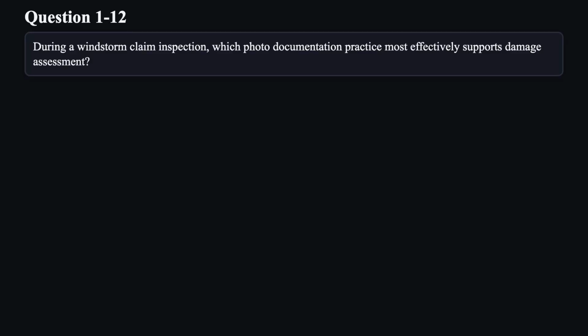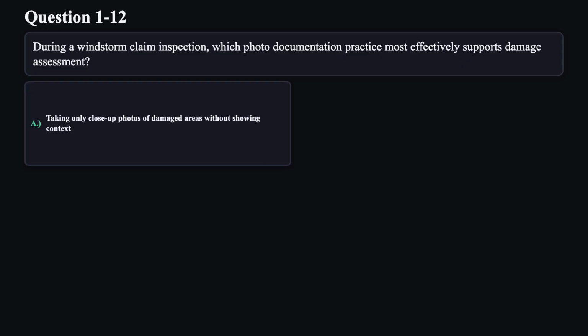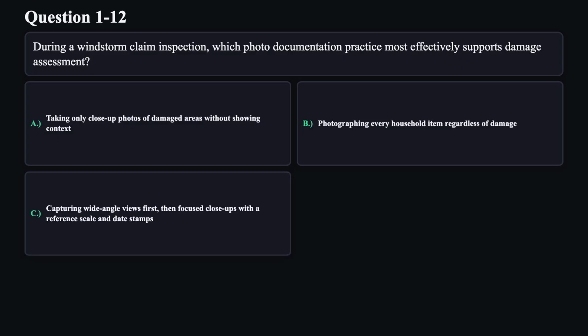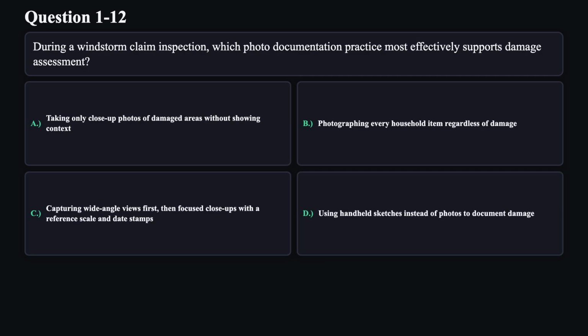Question 12. During a windstorm claim inspection, which photo documentation practice most effectively supports damage assessment? A. Taking only close-up photos of damaged areas without showing context. B. Photographing every household item regardless of damage. C. Capturing wide-angle views first, then focused close-ups with a reference scale and date stamps. D. Using handheld sketches instead of photos to document damage.